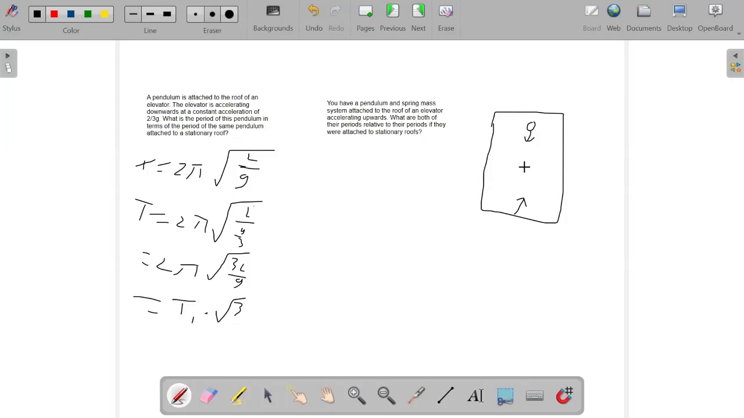And if the gravity is higher, then the pendulum's period is going to be lower because, as we said, the period for a pendulum is 2 pi square root of L over g. If you increase the g, then you're decreasing the period.